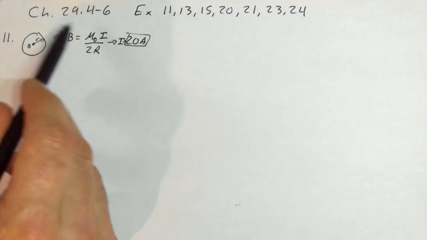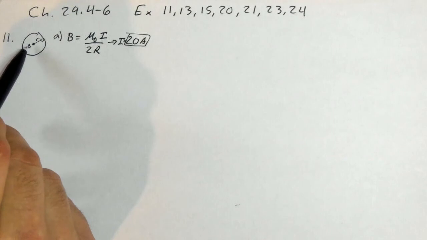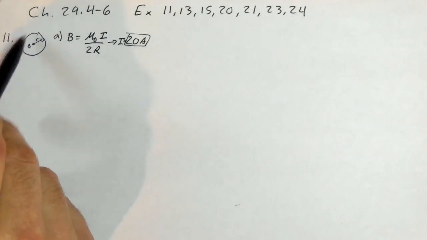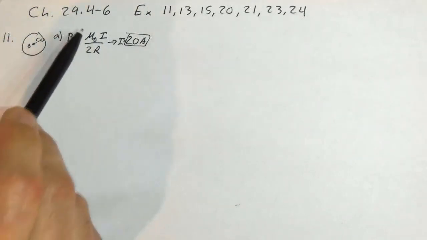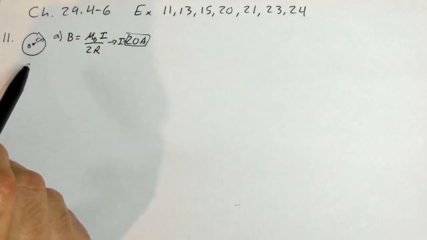So again, this is practicing with the relationship, recognizing that I can use this for this case because this is at the center of the loop, and this is the equation for the B field at the center of a loop. Now we have other geometries, and you have to make sure you keep them straight.